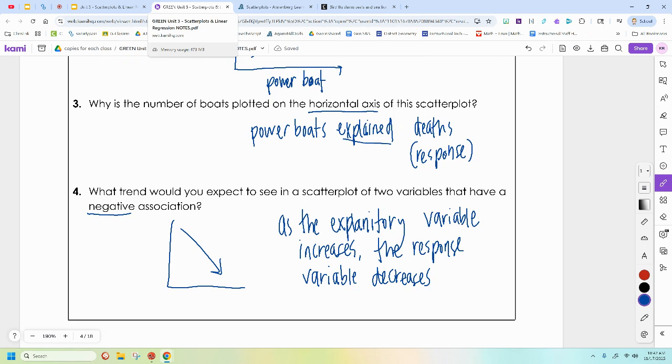So another example of this is thinking about my own automobile. As the mileage increases, the monetary value of my car, its resale value, decreases.